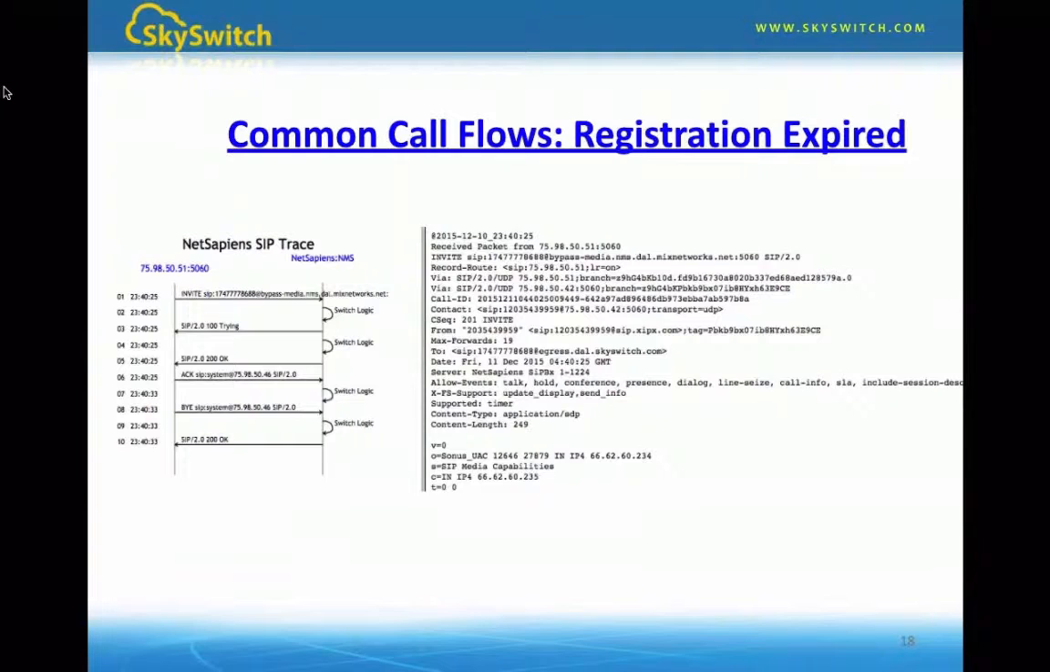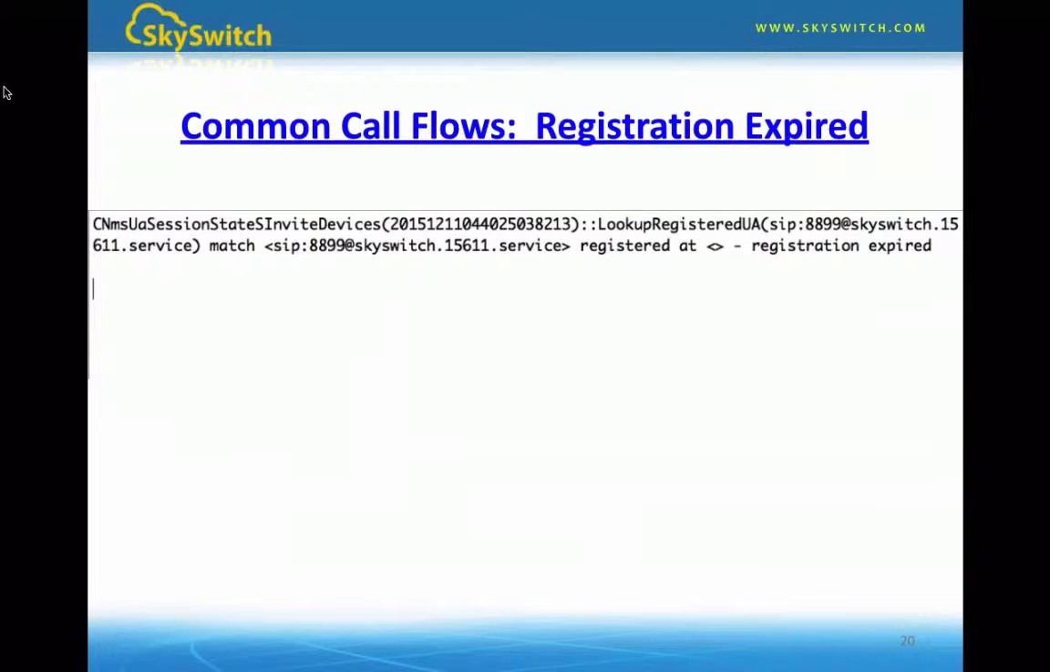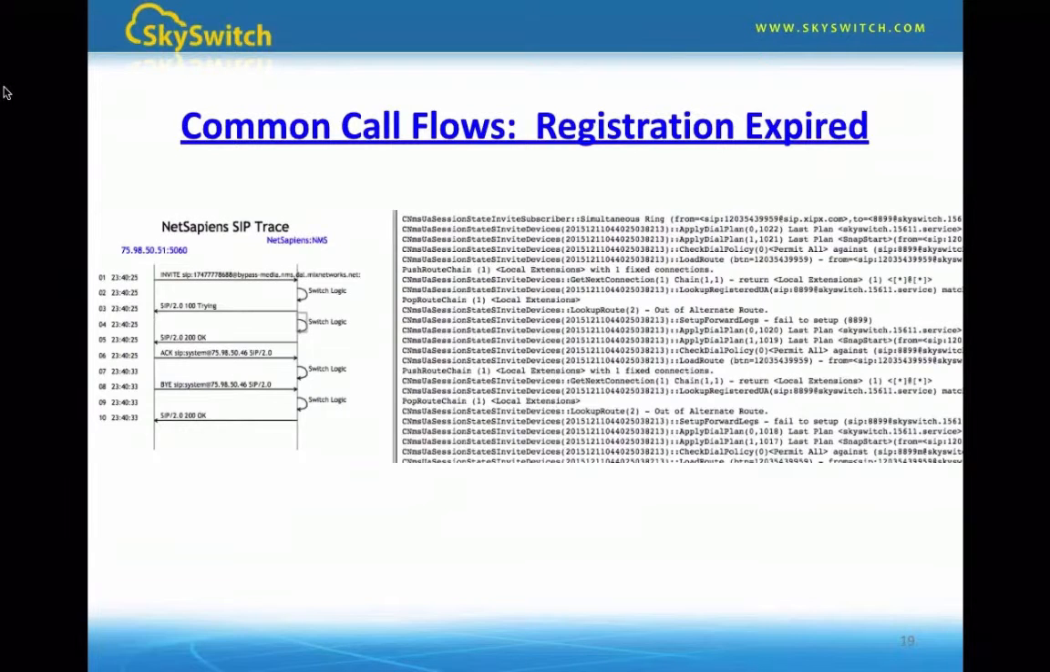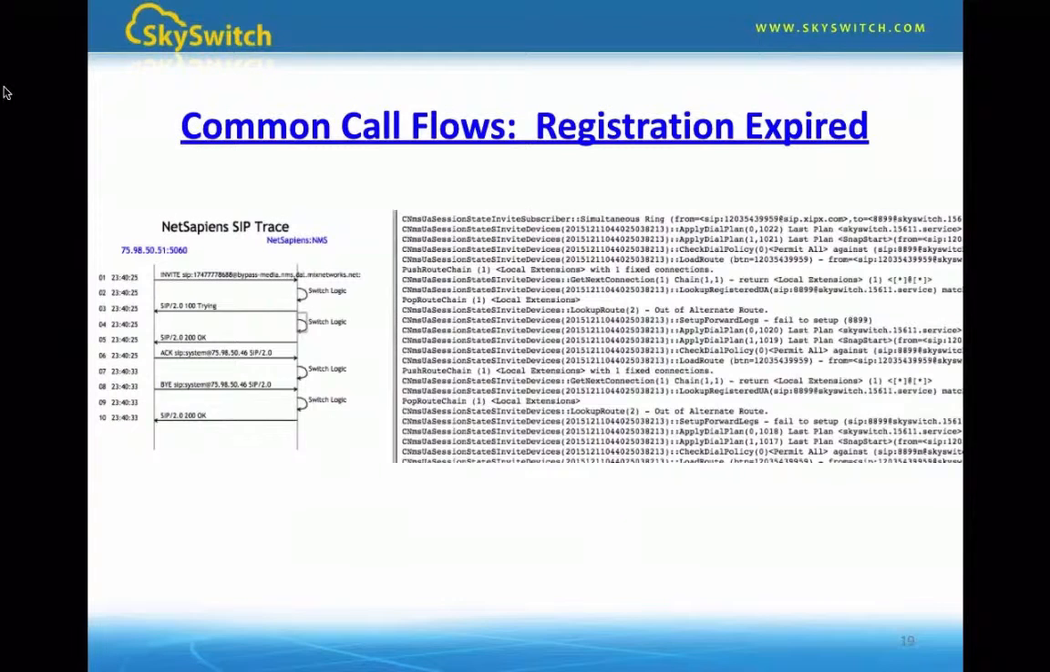Okay, so what happens when a device is not registered? Well, the next call flow is showing what happens when a device registration is expired. Here's a call that I made after I unplugged all my devices and called my DID number. You'll notice that there are only 2 vertical lines here. The call came in from a DID and hits the PBX. There's nothing on the right side of the PBX vertical line because the PBX never tried to ring anything.